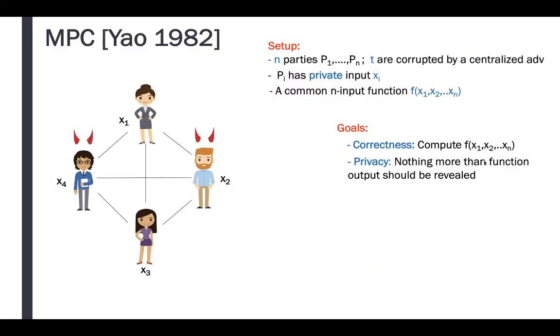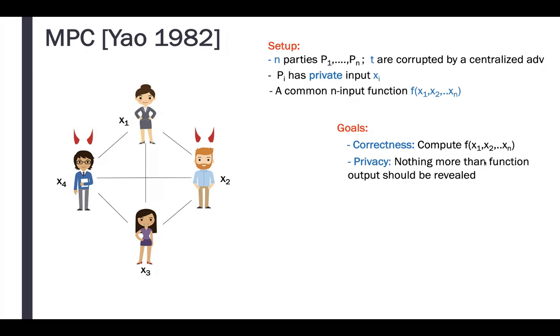Okay, so let's start with a little bit of history. MPC was introduced back in 1982 by Yao, and it was one of the finest ideas for which Andrew Yao received the Turing Award in the year 2000. At a high level, MPC permits a collection of data owners to perform a collaborative computation together without anyone knowing anything about the input provided by the others, except what is derivable from the function output, which all of them wish to compute.